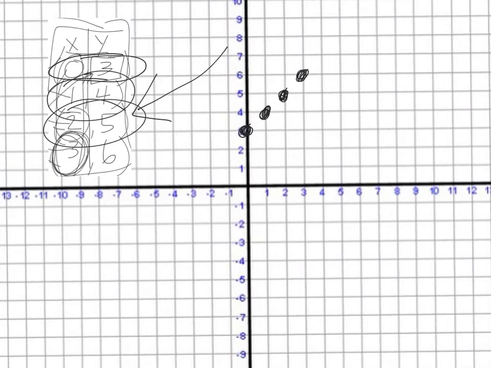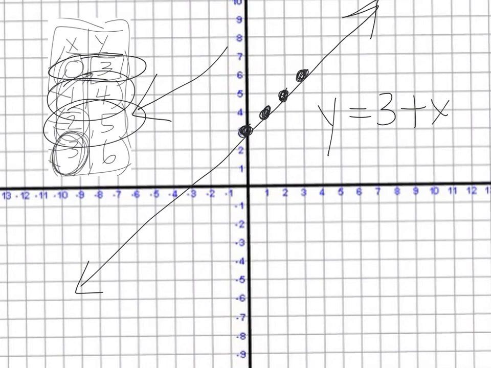So these are just 4 of the points that fall on the line of this equation, and I can then connect the dots and use a straight line to graph the equation y equals 3 plus x.